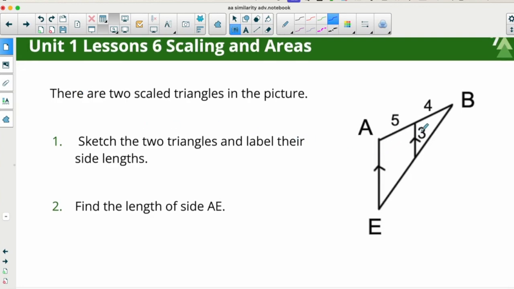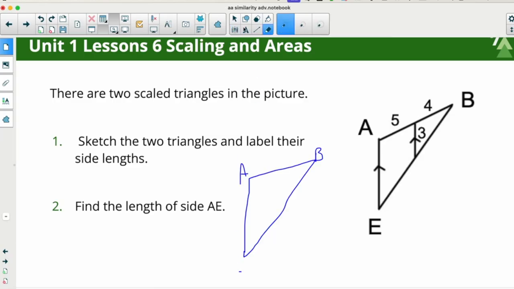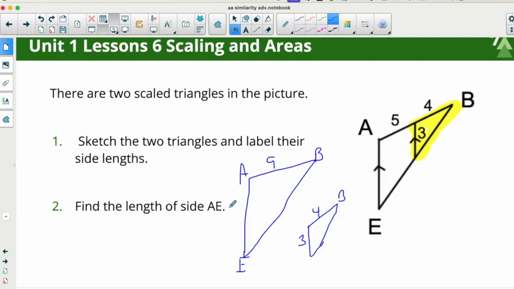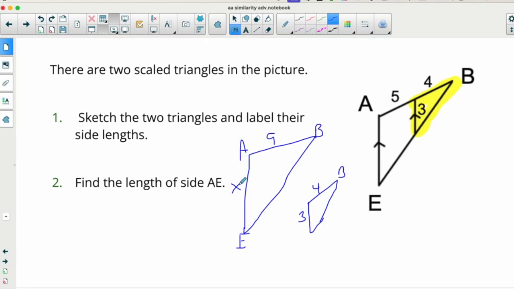And then we did one more type of triangle. Again, there are 2 scaled triangles in this picture. We can see the big one, ABE, and then there's a small one that doesn't really have any points labeled, but it's right here, and this is point B. And again, the angles are the same, so it's congruent. Now, in the small one, this is 4, and this is 3. In the big one, this side AB, well, part of it's 5 and part of it's 4, so that one is 9, and we're trying to find side AE.